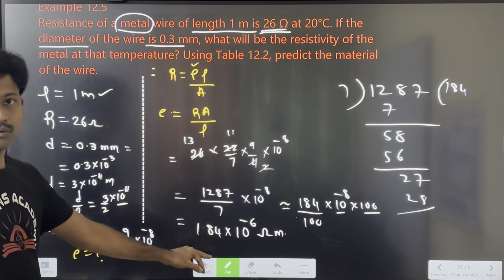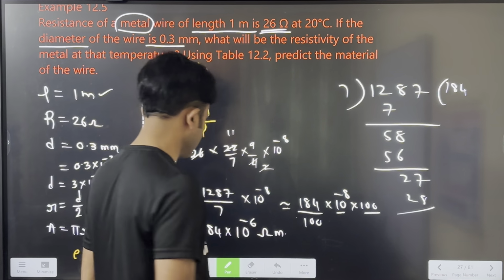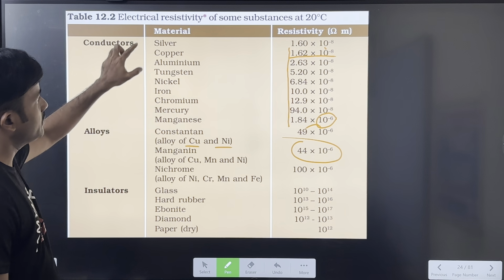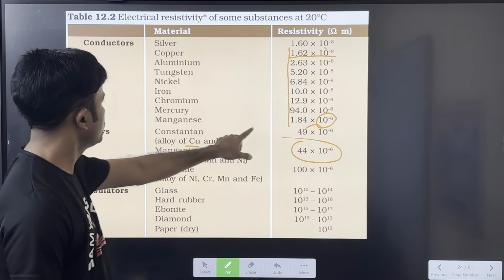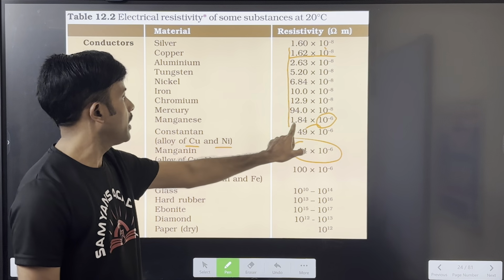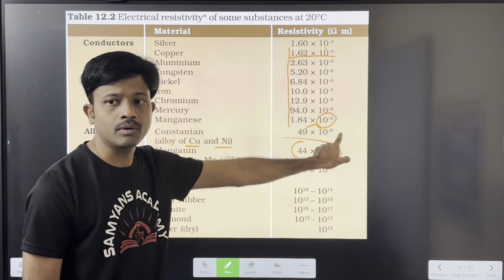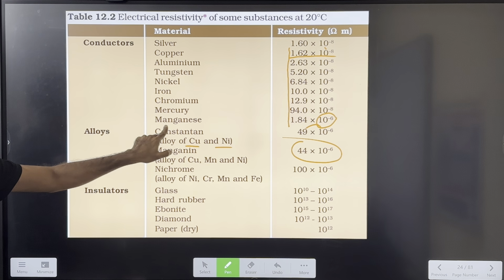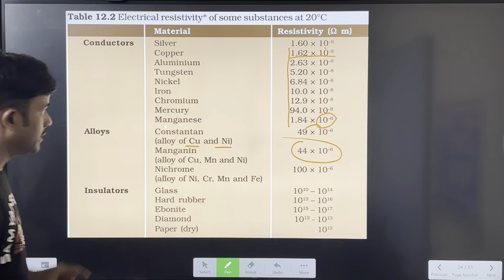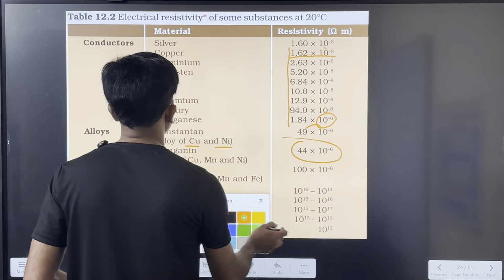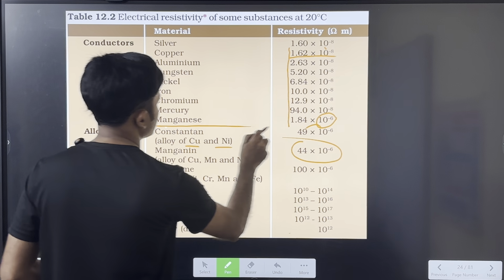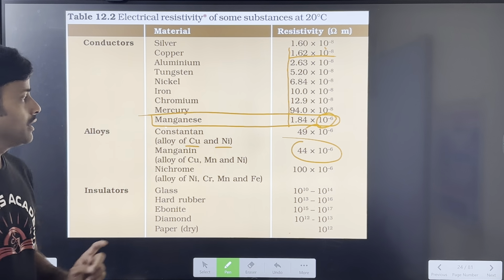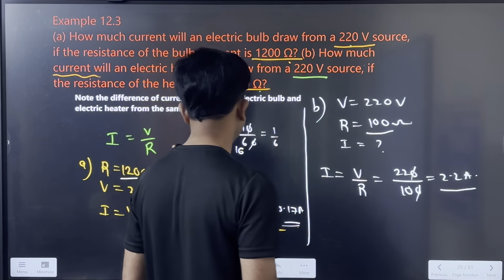Now check the value, and this value is matching with which material? Yes, check this answer. You see, exactly it is matching with 1.84 into 10 to the power of minus 6, and this value is matching with manganese. Yes or no? Now we can confirm that the material is manganese.